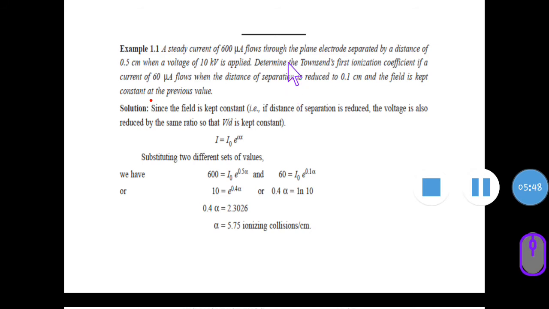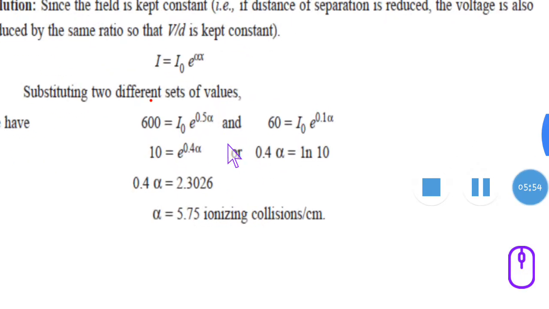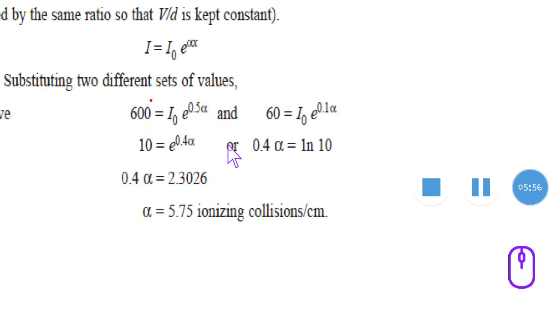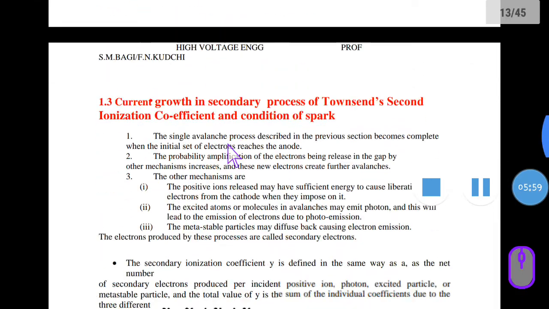They told us to determine the Townsend first ionization coefficient, so we have to find the alpha value. All values are specified, and this is the first ionization coefficient: I equals I naught e raised to alpha x. Substitute and you will get it. Okay, this is all about the first ionization coefficient.